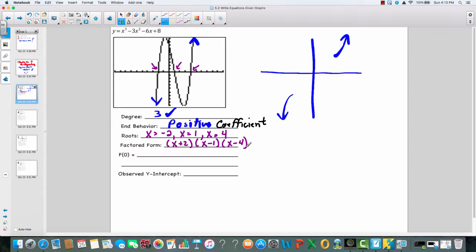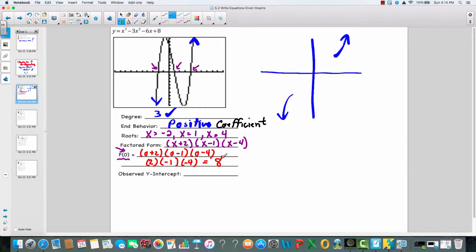So now this is the really important part. What is the y-intercept? The y-intercept is the value of the function at x equals 0. So we're going to put 0 into our factored form and see what that y-intercept should be. Okay, so let's go. 0 plus 2 times 0 minus 1 times 0 minus 4. That would be 2 times -1 times -4, which is 8.